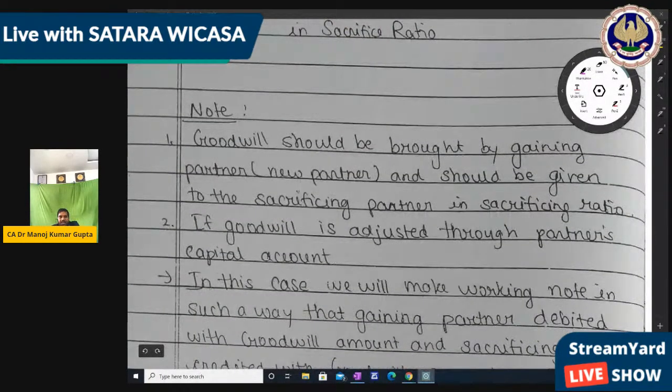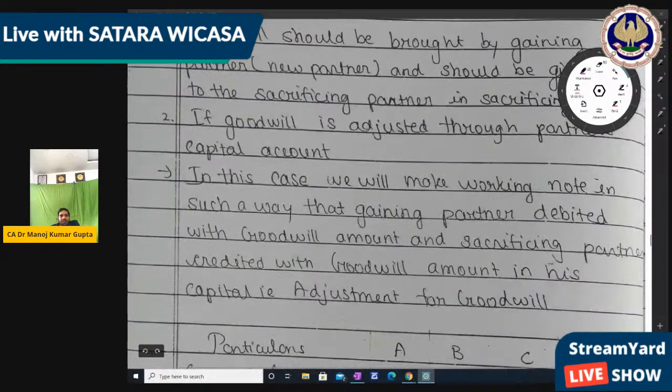If goodwill is adjusted through the partners' capital accounts, it means what? The goodwill is not brought by the new partner in cash, but we adjust it through capital. That means we make a working note. Remember, by the working note we calculate the net amount, whatever is debit or credit, and we can pass one common entry for the goodwill adjustment. We have passed this many times, right? We just did it in the notes for this.